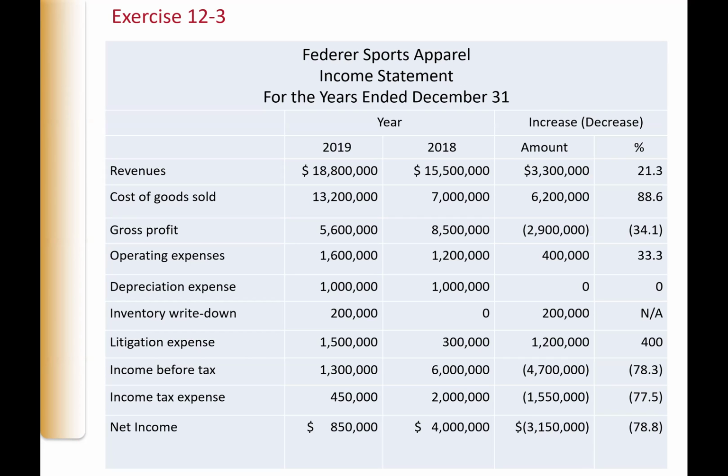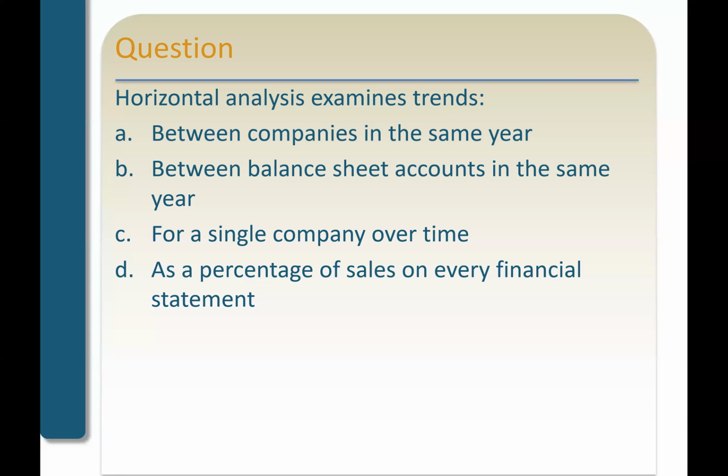Does that make sense, guys? You see their net income went down 78.8%. That's pretty darn significant.